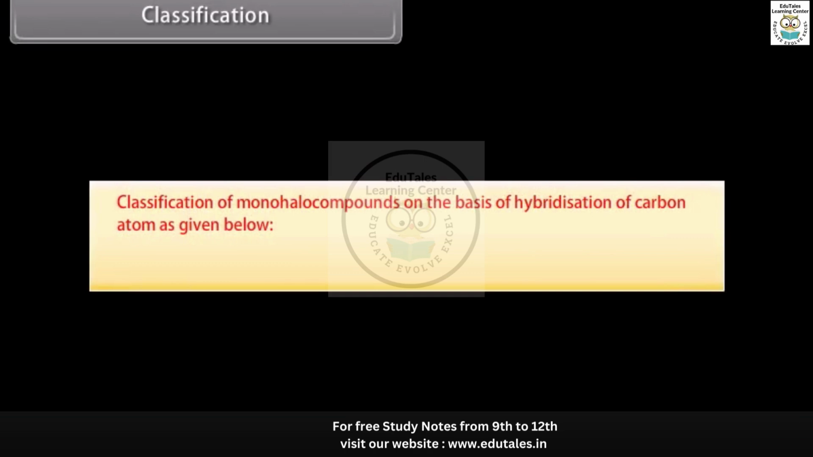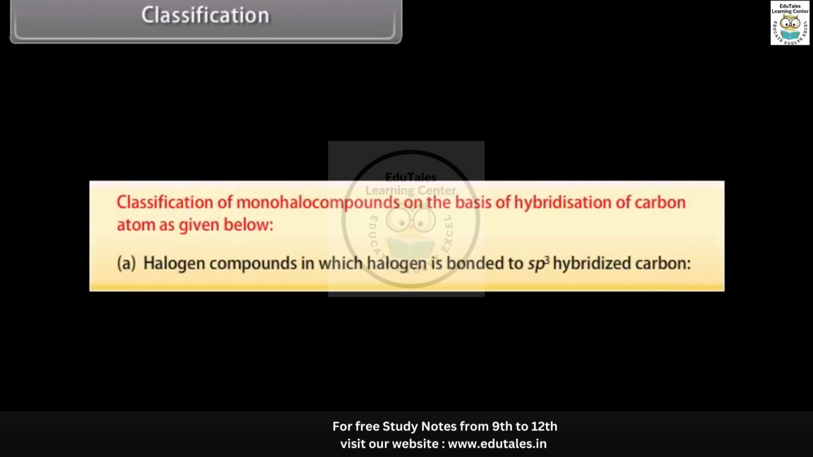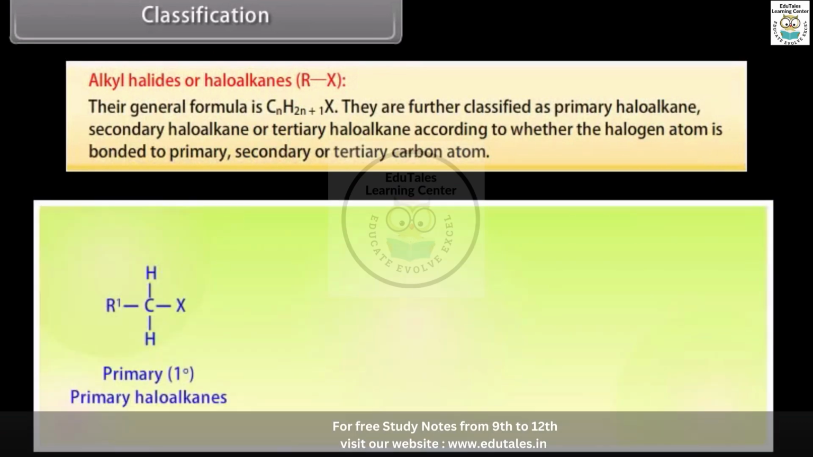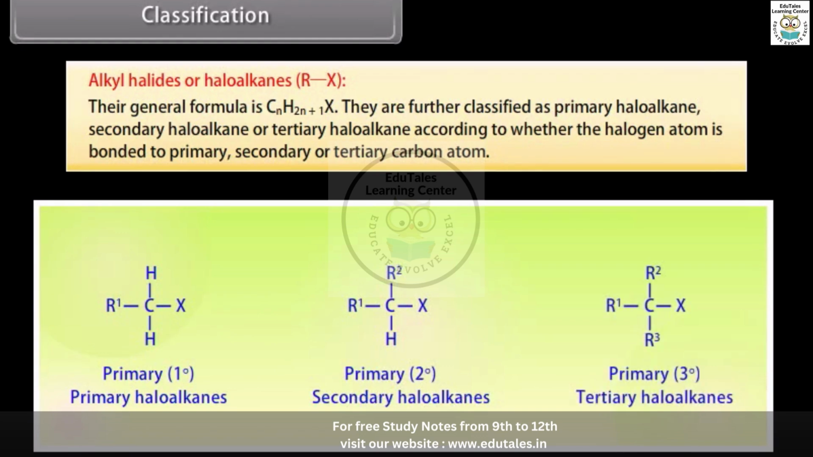Classification. Classification of monohalo compounds on the basis of hybridization of carbon atom is as given below. Halogen compounds in which halogen is bonded to sp3 hybridized carbon: alkyl halides or haloalkanes, RX. Their general formula is CnH2n+1X. They are further classified as primary haloalkane, secondary haloalkane, or tertiary haloalkane according to whether the halogen atom is bonded to a primary, secondary, or tertiary carbon atom.